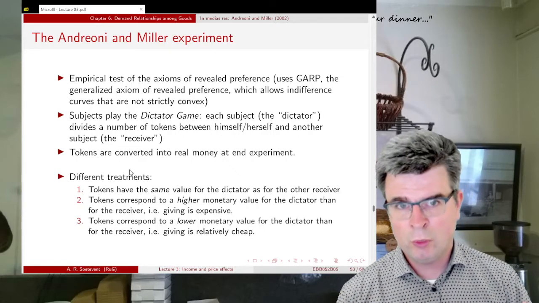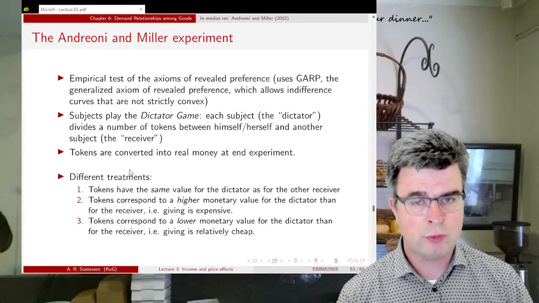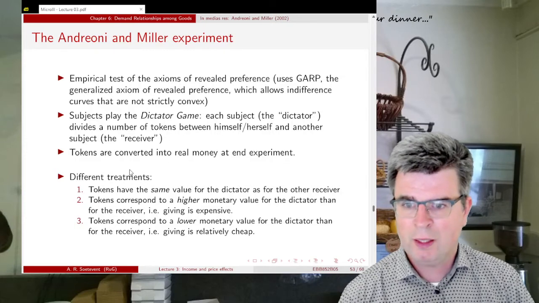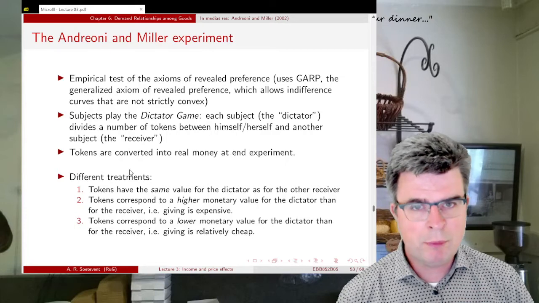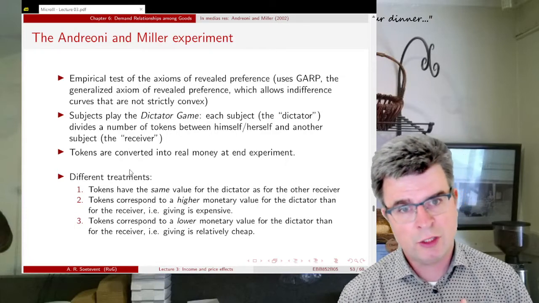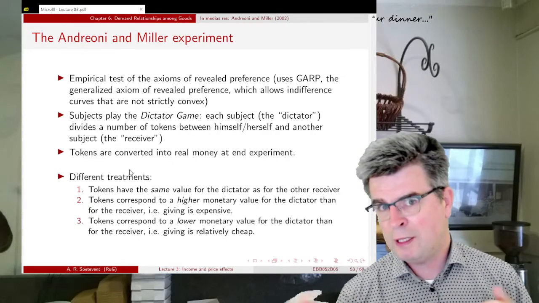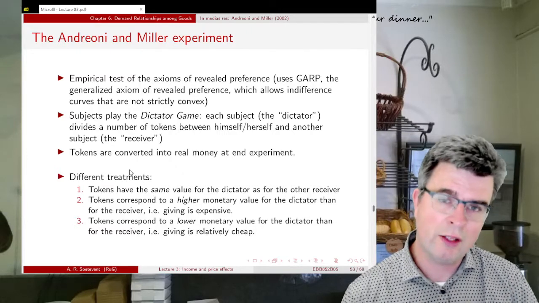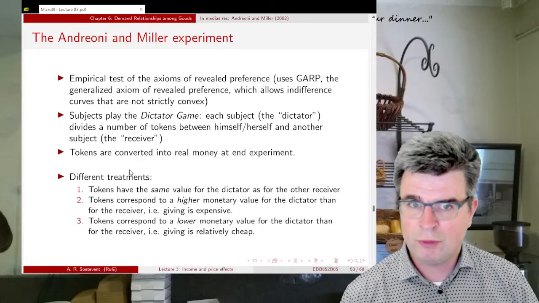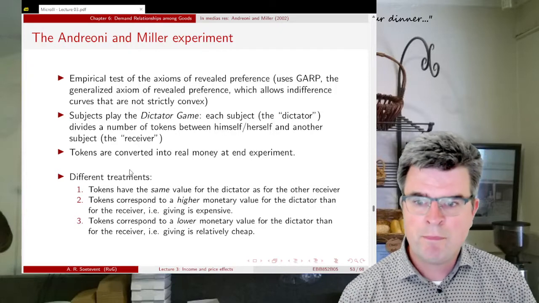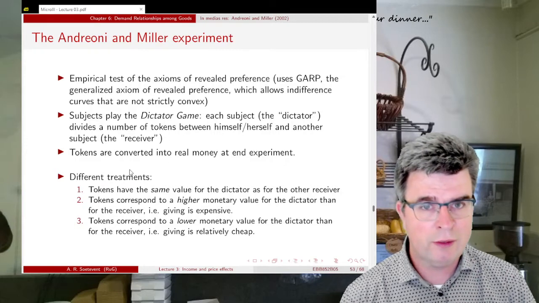Then the tokens at the end of the experiment will represent a certain amount of actual money in dollars. And they implement different treatments. In one treatment, the tokens have the same value for the dictator as for the receiver. So if the dictator keeps 8 and gives 2 to the receiver, the dictator might end up with $8 and the receiver with $2. In a second treatment, the tokens have a higher monetary value for the dictator than for the receiver. So then giving is expensive.